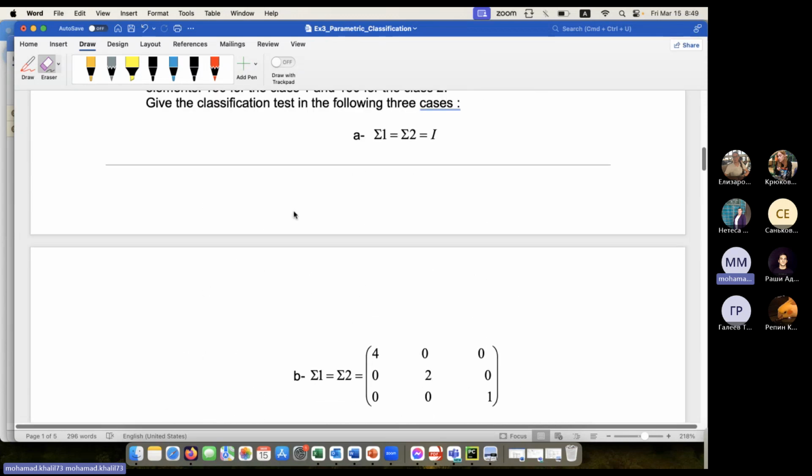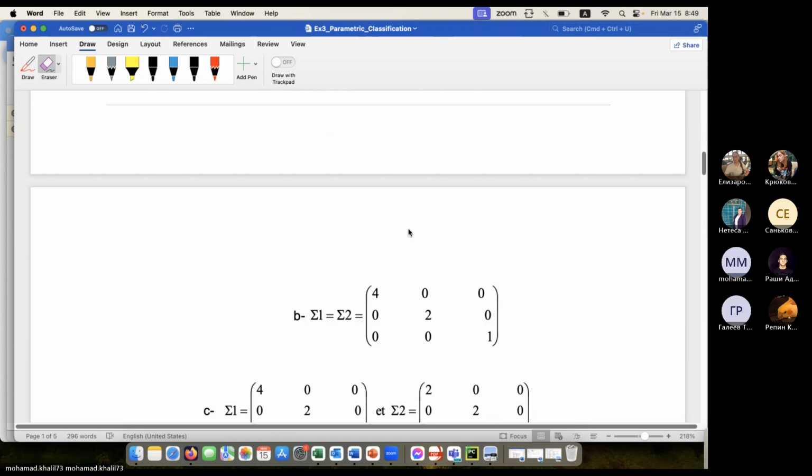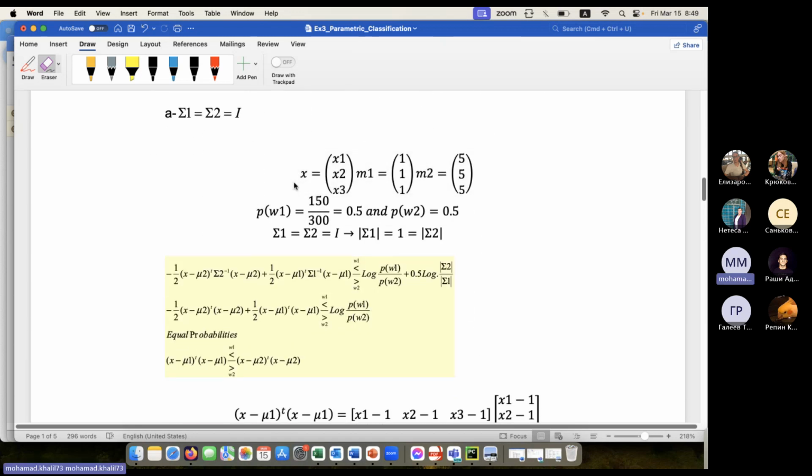Mu2 is 5, 5, 5, mu1 is 1, 1, 1, and x is x1, x2, x3. Why? Because x is in R3, as he told me here. The probability P omega 1 is 0.5, so P omega 2 equals 0.5. So I know the equations, and I can put every value in its term.